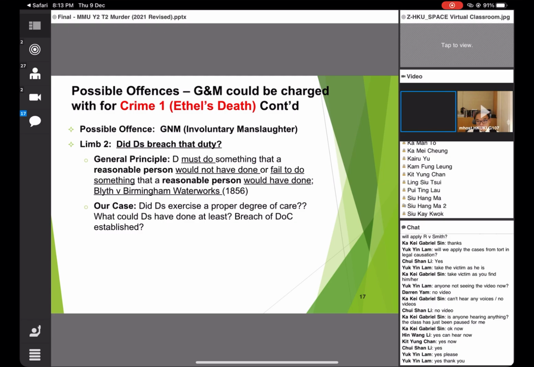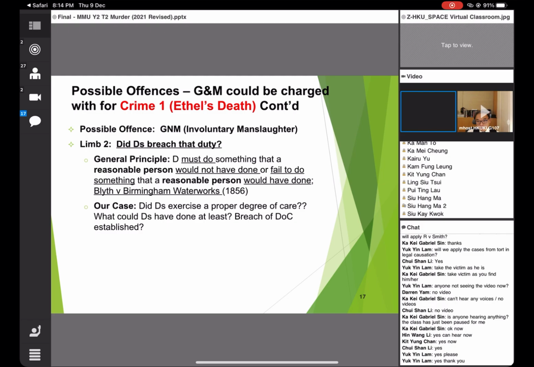Now, did the defendant exercise the proper degree of care? I would argue no. They just left Ethel in the room for 3 weeks. Basically, Ethel was in pain. What could the defendants have done at least? The defendant could have called a social worker, called the police for help, or called for the ambulance even earlier. These are things you might want to argue to establish your argument for limb 2. With that argument, I would tend to argue that the breach of the duty of care was established.